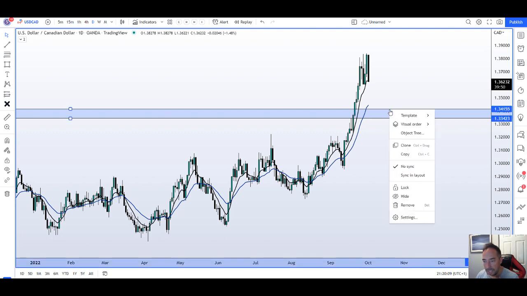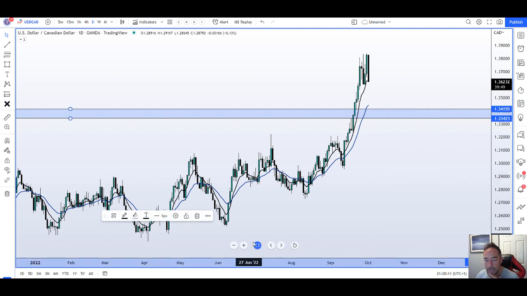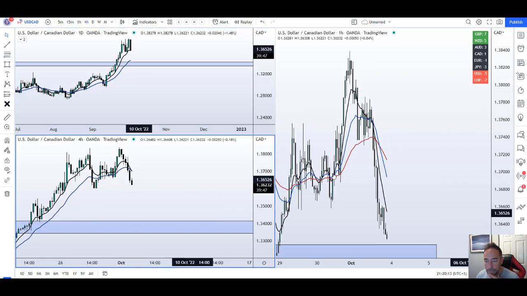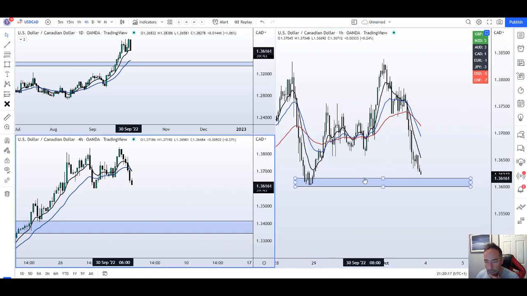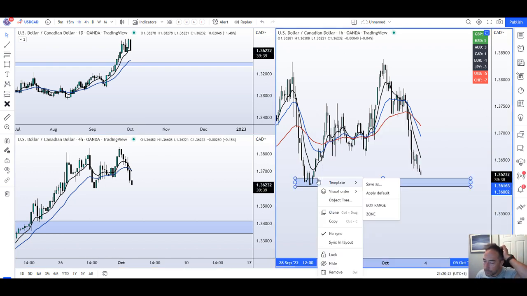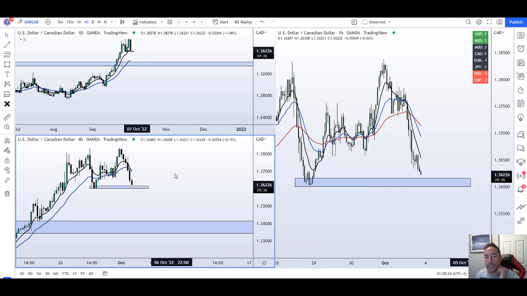So let's just sync that across all my time frames. So yeah, this little zone here, I'm going to sync that as well. Okay, that's our support, as you can see.